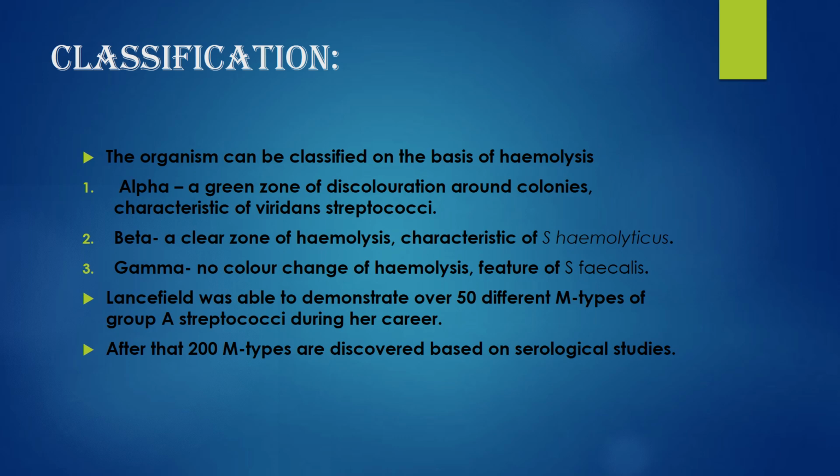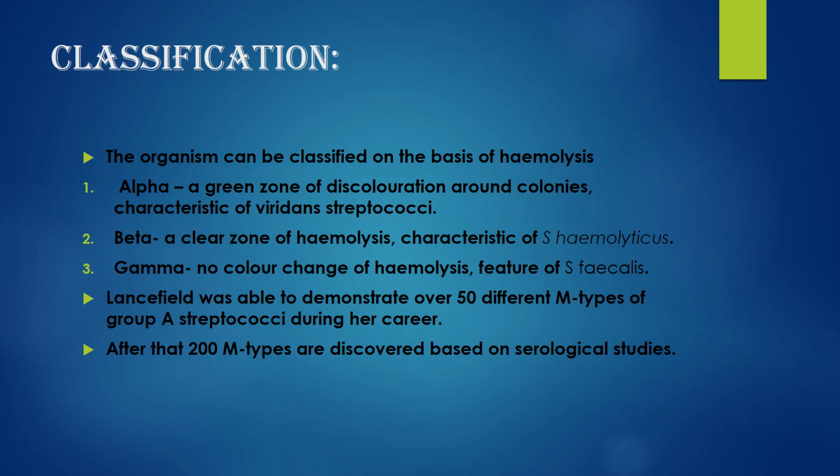Now, on the basis of hemolysis, how can they be classified? They can be classified into alpha, beta and gamma. In alpha hemolysis, a green zone of discoloration around colonies is observed, shown by viridans streptococci. In beta hemolysis, a clear zone of hemolysis is observed, which is a characteristic property of Streptococcus pyogenes and also Streptococcus hemolyticus. In gamma hemolysis, there is no color change of the medium or no sign of hemolysis. It is shown by Streptococcus faecalis.